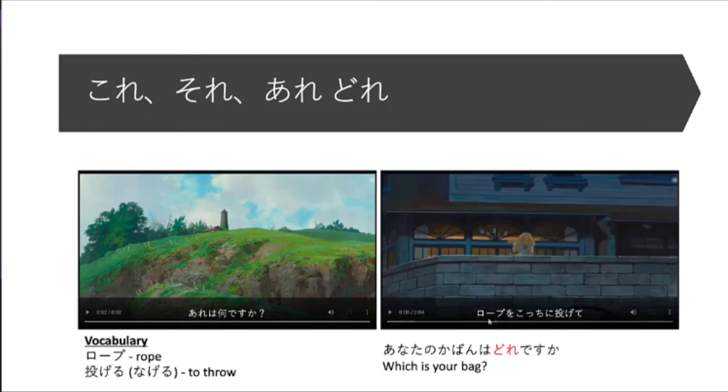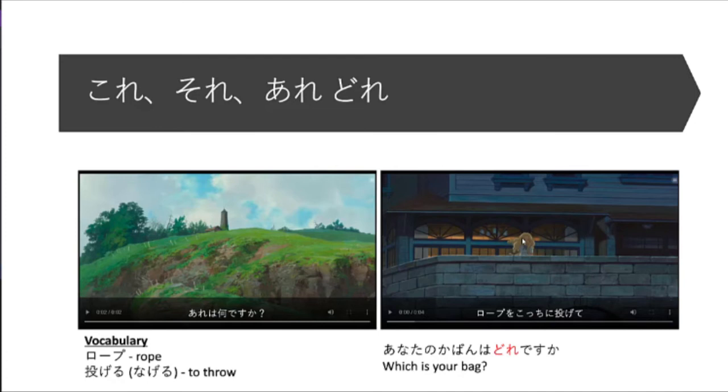She's about to throw the rope. Ropu o kochi ni nagete. So this kochi is referring to where she is. So she's saying, throw it over here towards me. Kochi means towards where you are. So she's saying kochi, over here, throw over here, kochi ni nagete.